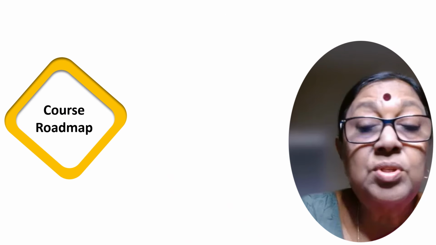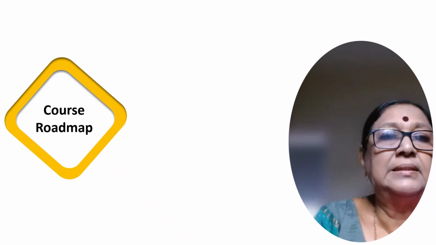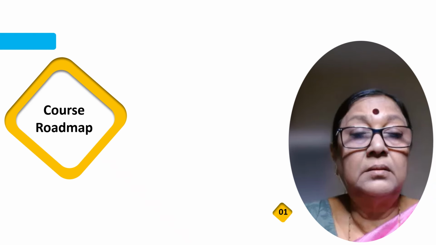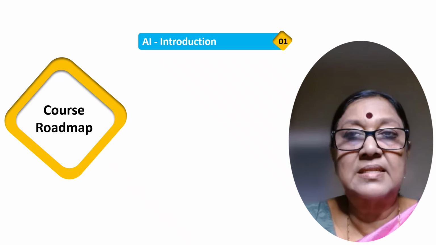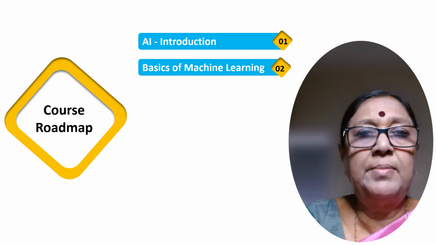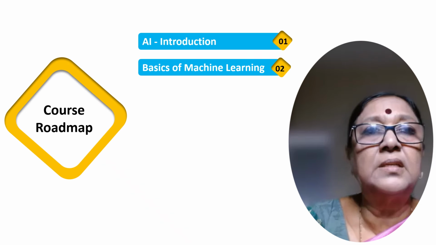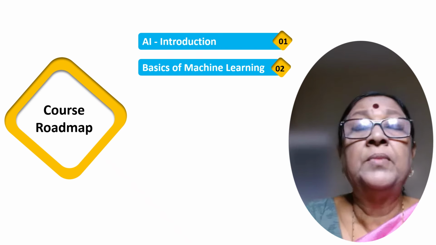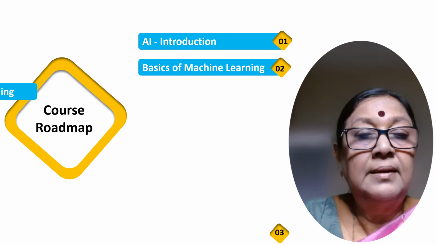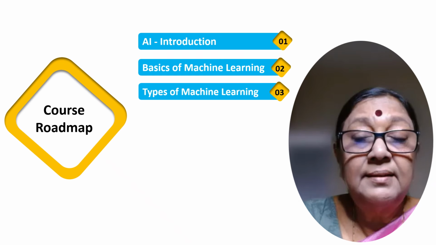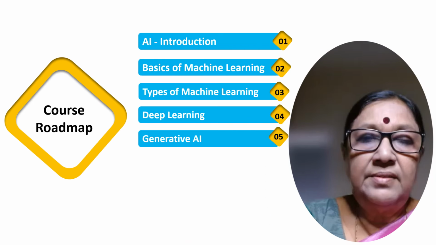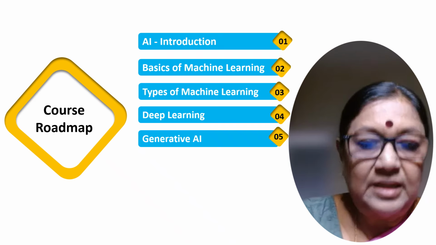Now we go to the course roadmap. In this particular series of lectures, we will be covering the following topics. So this is the introduction to AI, this is the slide. Then, video. Then you have basics of machine learning. Here we may be covering each of these topics in more than one video. So basics of machine learning, and then comes types of machine learning, and then we go into deep learning, detail into deep learning. Then we go into generative AI, a very, very important topic today. I'll tell you why as we go along.